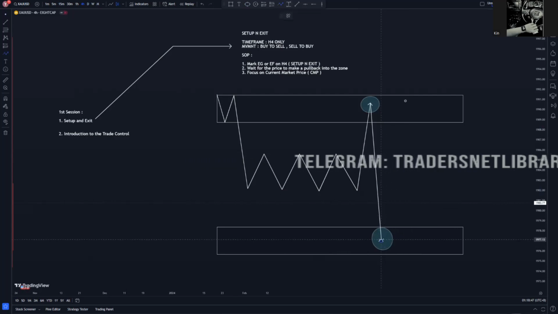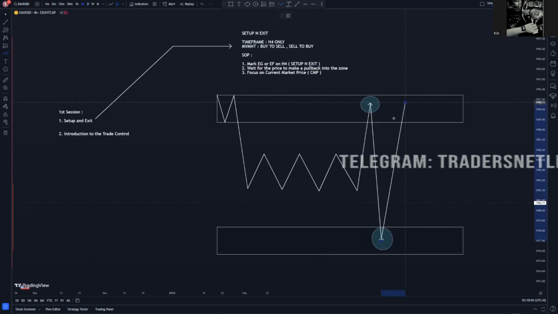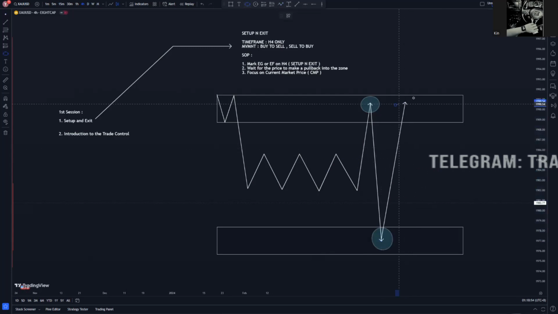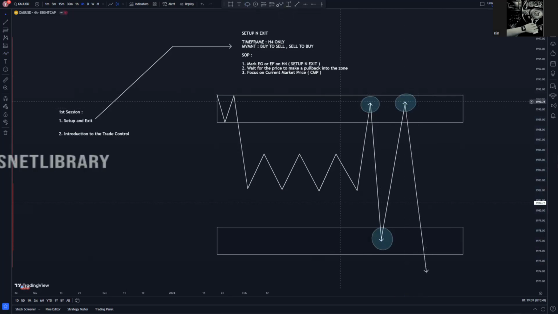And when the price gets into the sell zone, what to do again? Back to what I've said: focus on the CMP again, the current market price. And then the price went down to the buy zone again, like this.